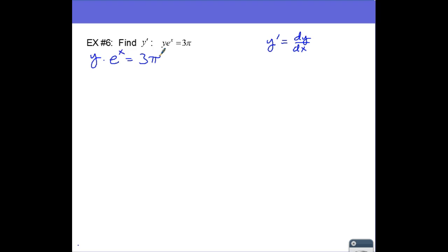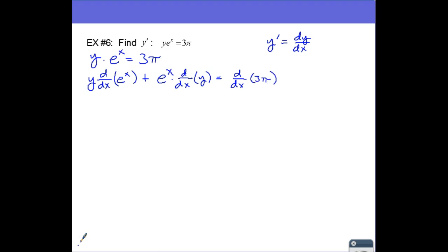And we will differentiate using the product rule. So the first times the derivative of the second, so d/dx of e to the x, plus the second times the derivative of the first, is equal to the derivative with respect to x of 3 pi.